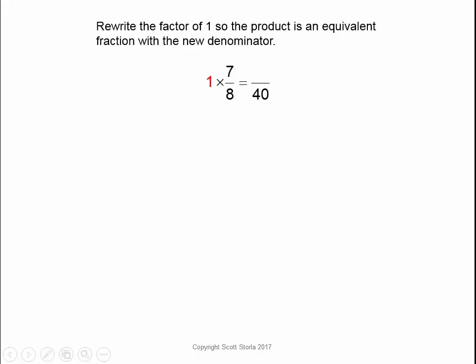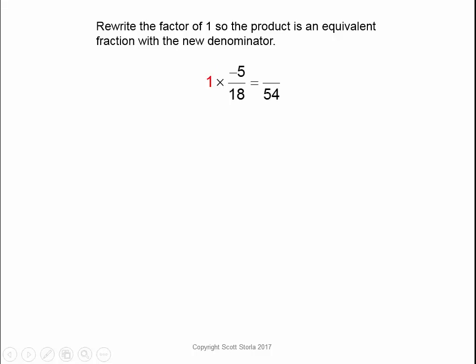Here's one for you to work with. Please figure out the form of 1 you need to multiply by. In this case, I'm starting with a factor of 8, and I need a product of 40, so the form I'll need is 5/5. 5 times 8 gives me my 40, and 5 times 7 gives me 35.